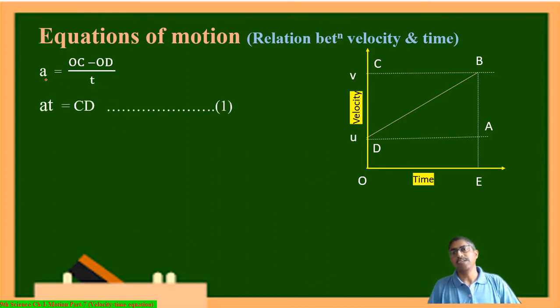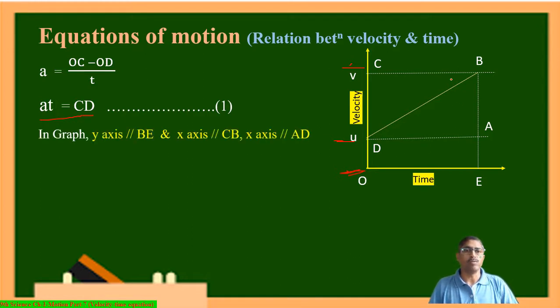Take this t to this side, that means a into t, that is at, is equal to CD. What is CD? OC minus OD. See here, OC from O to C minus OD, this distance from O to D. The remaining part is CD. That means at is equal to CD. Assume this equation as 1.